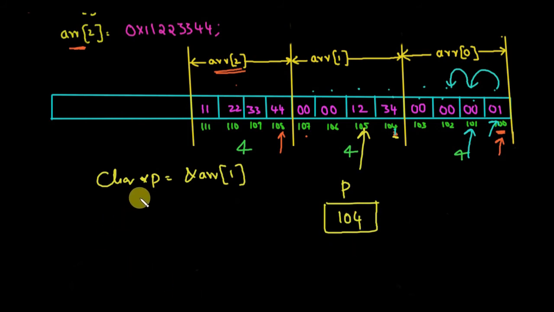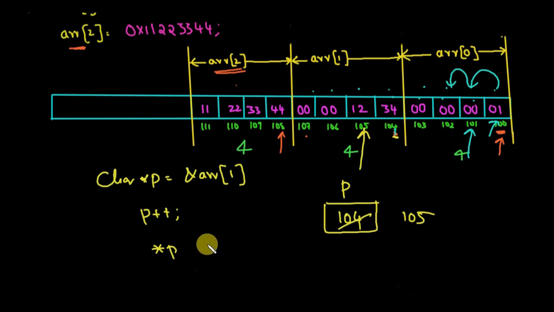We know that if I increment the character pointer, I'll get the address 105, right? So what I'll do is increment the pointer, so this value will be updated with 105. Now I can fetch the data, right? So I can print star p, and I'll get the value 12.